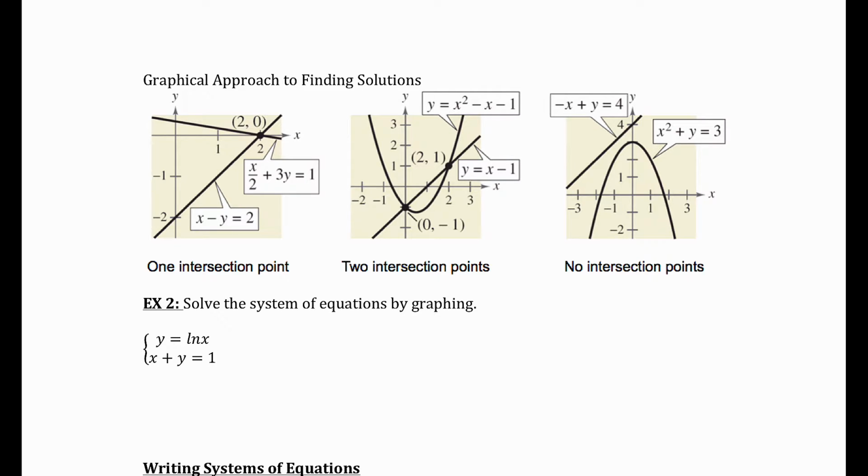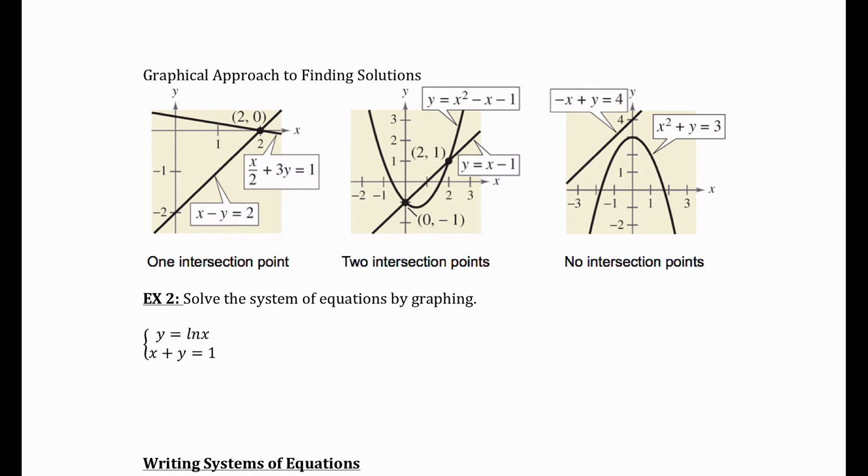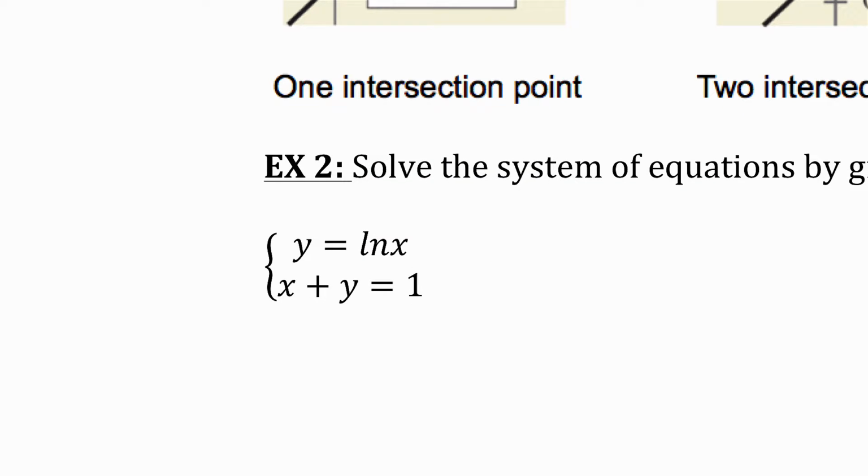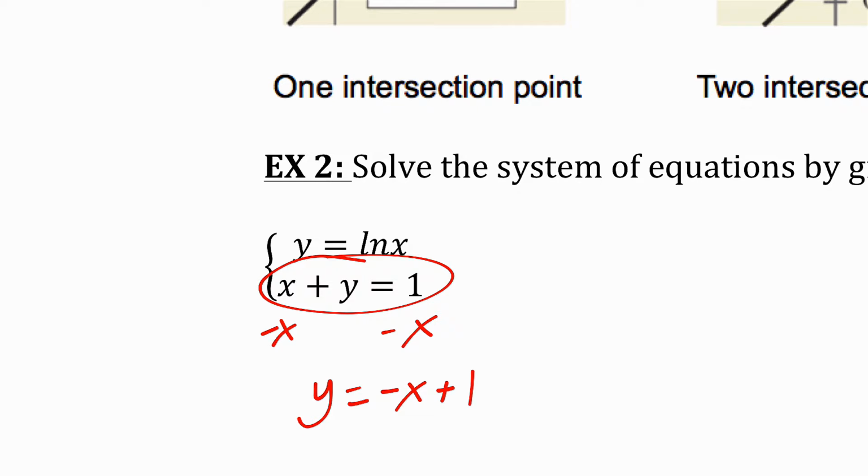We've got y equals the natural log of x, and x plus y equals 1. Now, regardless of what calculator you're using, if you're using something like Desmos, you can type the second one in. But I'm assuming many of us are going to use TI-84s or the like. So I'm going to subtract x from both sides, and so we have y equals negative x plus 1. That way, if you're using a TI-84 or something comparable like an 83 or a Casio or an HP, you can just plug it in as is.